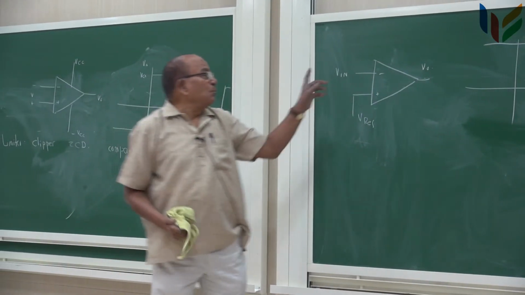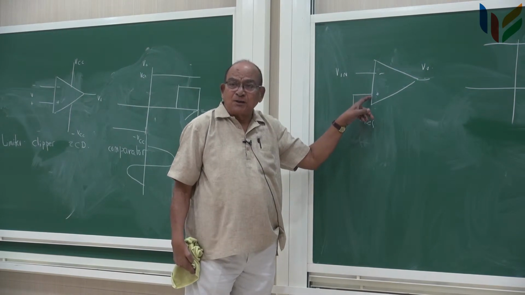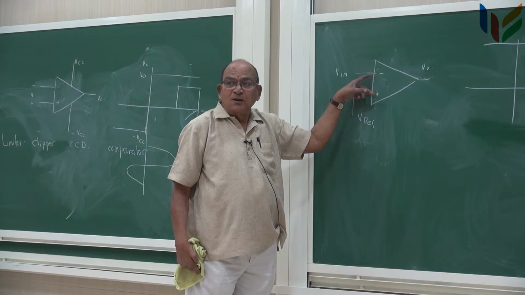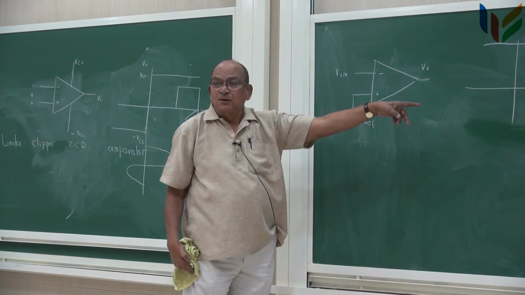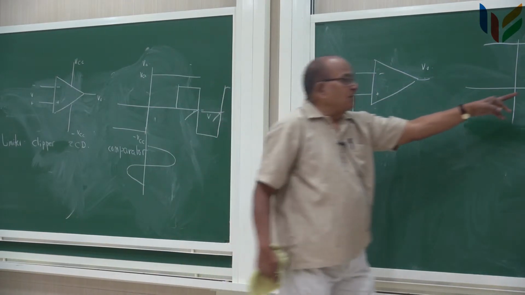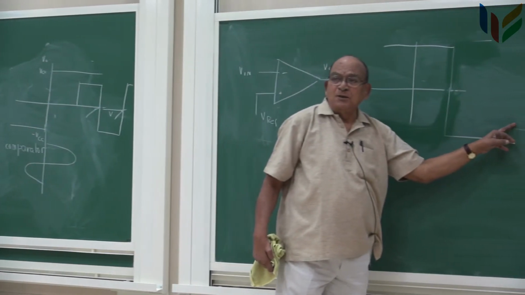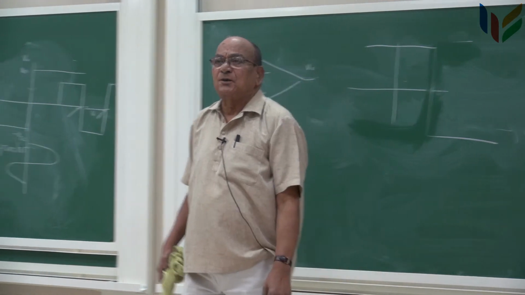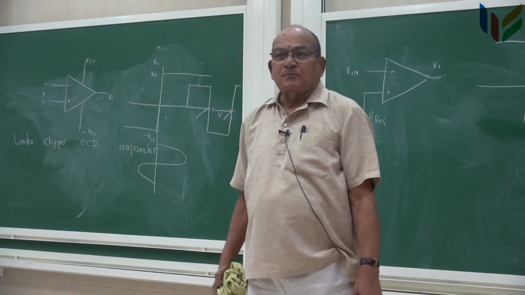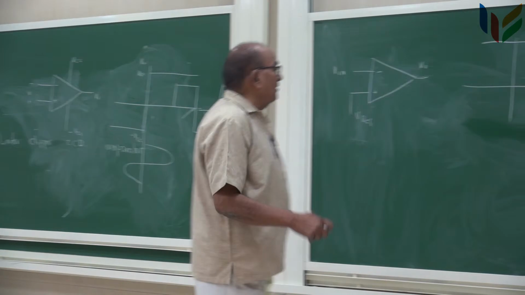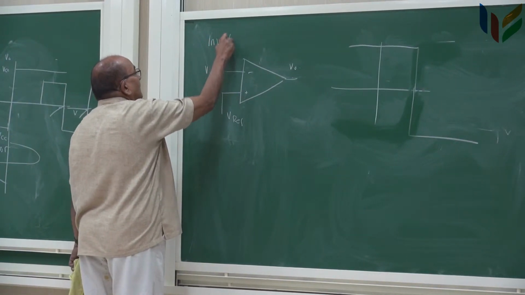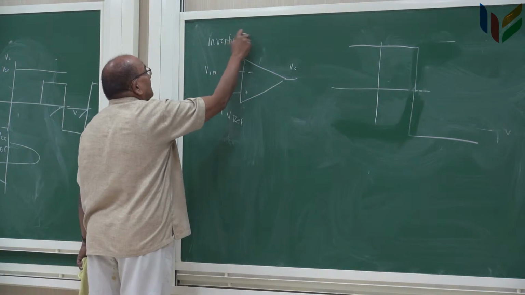Whenever the input goes beyond V reference, then this will become negative, right? When this is negative, we get a minus VCC. So, during this region it has to be minus VCC, and during this region it should be plus VCC. So, this is called inverting comparator.